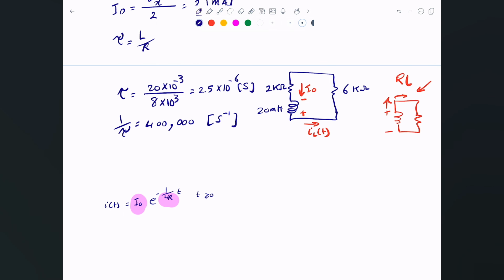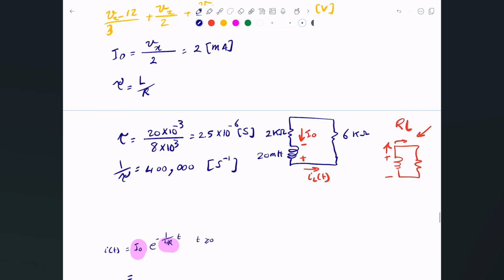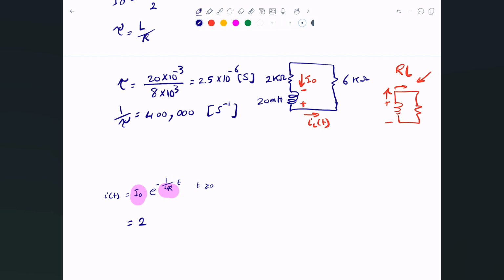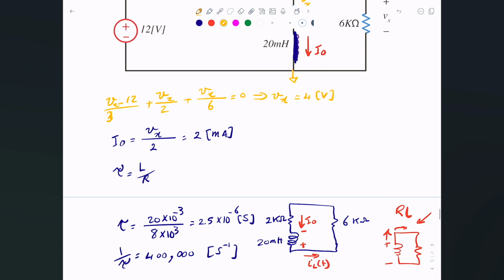Okay, so all I have to do is substitute these values, and that would be simply 2 milliamps. Since this is in milliamps, the whole thing will be in milliamps, e to the negative 400,000 t, and that's for t greater than or equal to 0, in milliamps. Okay, so that's the IL of t. That's the current flowing that way through the 6 kilo ohms, through the 2 kilo ohms, through the 20 millihenries.